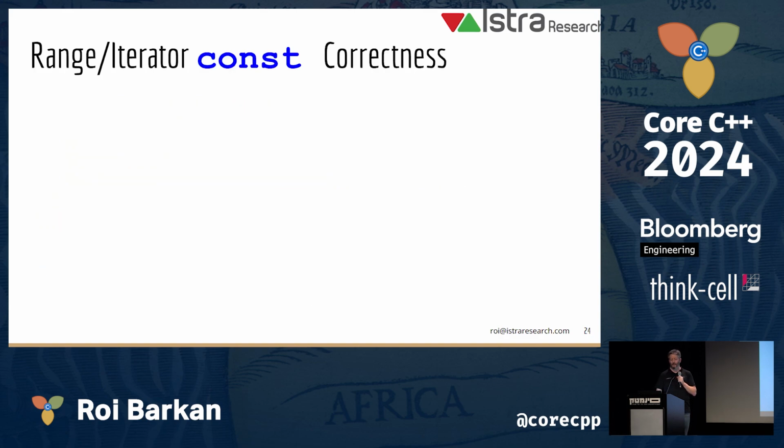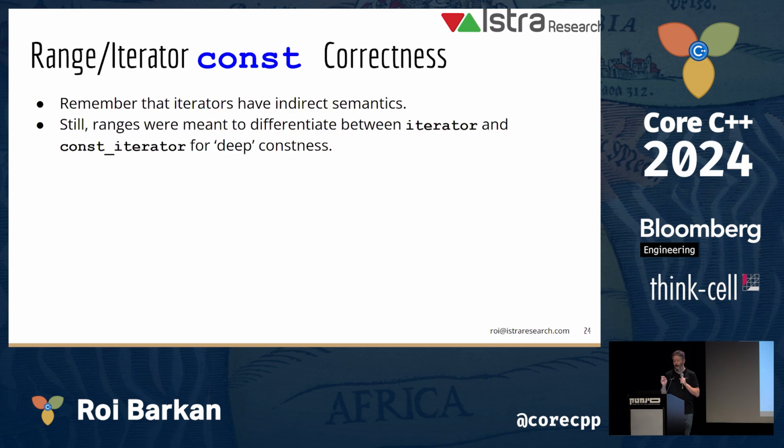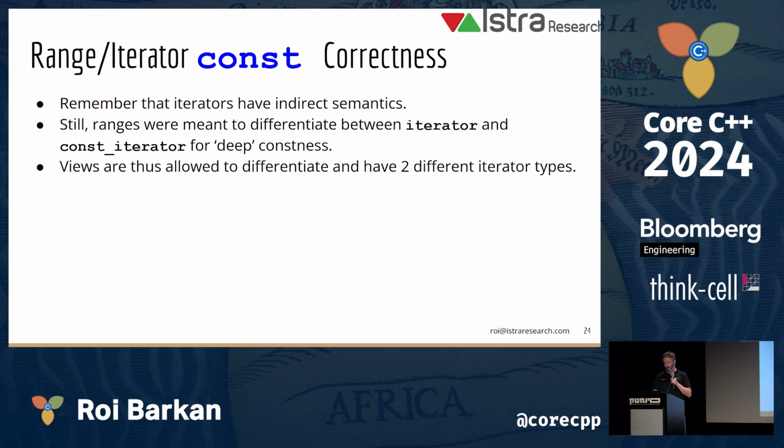Const correctness. Again, Nico Josuttis has plenty of talks about the harshness of const correctness when it comes to iterators, because they have indirect semantics. Every range adapter that we write, potentially we want to implement not just begin and end. We can implement cbegin and cend in order to create const iterators for whoever wants to use us, and those will apply deep constness. It's quite common that we want to do it. Again, we want to avoid code duplication.